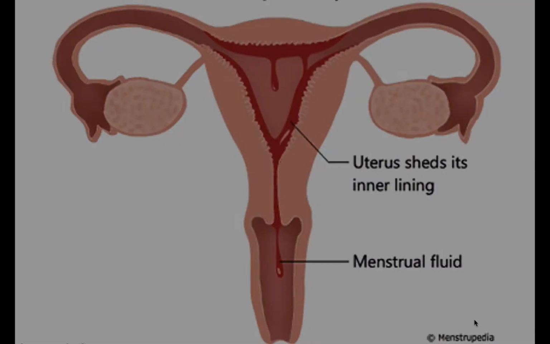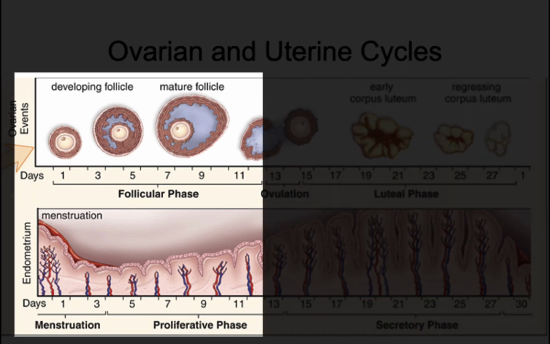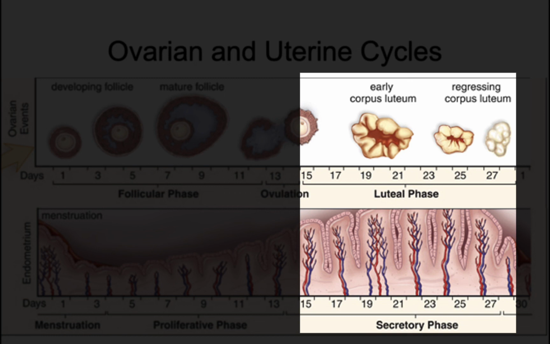As mentioned earlier, these 2 cycles are occurring simultaneously and begin with a woman's first appearance of her period. The follicular phase of the ovarian cycle coincides with menstruation and the proliferative phase of the uterine cycle. Ovulation is day 15 of the ovarian cycle, which is the last day of the proliferative phase of the uterine cycle. The luteal phase of the ovarian cycle runs from day 15 to day 28, which coincides with the secretory phase of the uterine cycle.